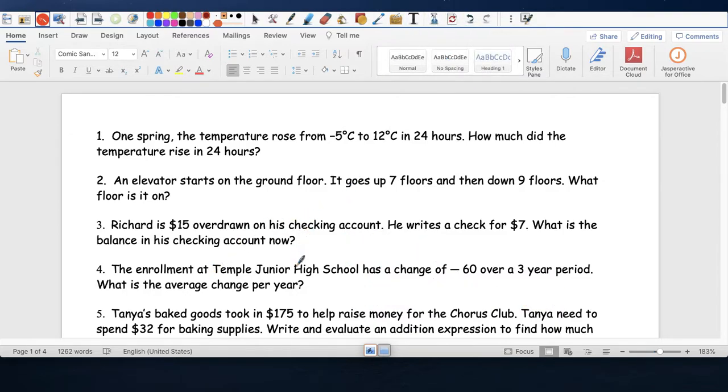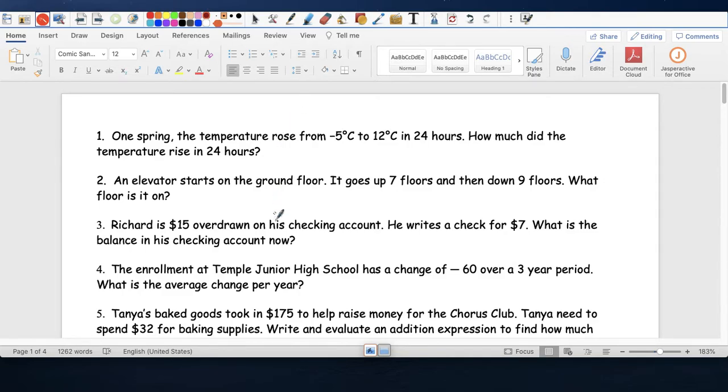The enrollment at Temple Junior High School has a change of negative 60 over a 3-year period. What is the average change per year? The enrollment has a change of negative 60. So that means the number of students in that school dropped by 60 students. You had some amount of students, and then over 3 years it just dropped. I don't know, maybe they moved away, found a new school or something.